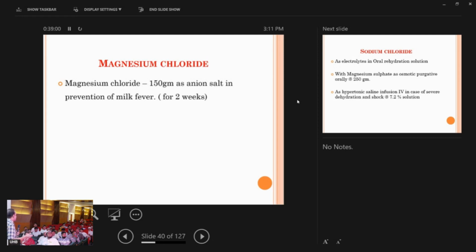Magnesium chloride, as I already told, ammonium chloride, magnesium sulfate, and magnesium chloride, all are anionic salts. You can prefer any one for preventing milk fever. Among these three, magnesium sulfate is cheaply available in the market, so you can use magnesium sulfate for preventing milk fever.